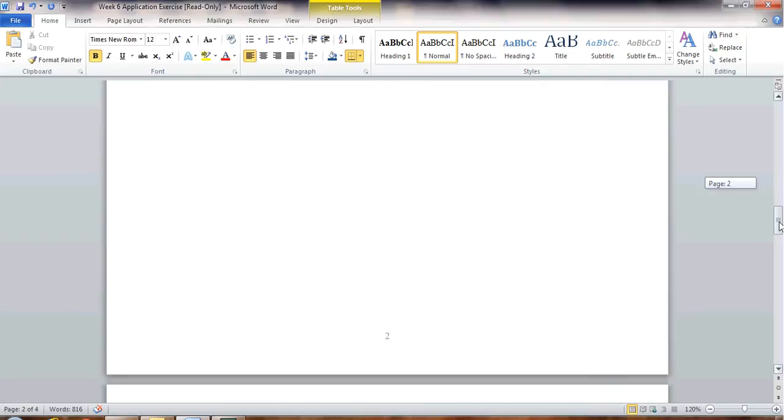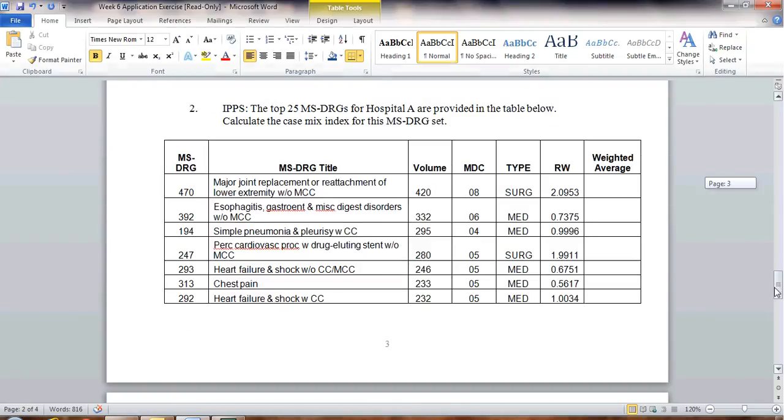Okay, moving on to the second portion of our application exercise for this week. We are looking at the top 25 DRGs, MSDRGs for a hospital, and we're going to calculate the case mix index. So to calculate the CMI, let's get a little accustomed to our table here.